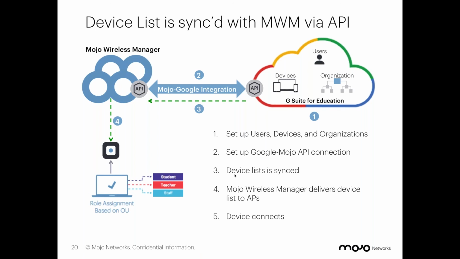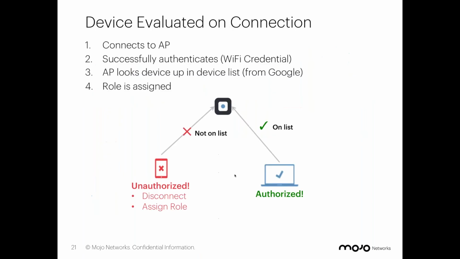So when the user comes on the network and connects to the network and logs in, the AP authenticates the user and then checks to see if that device's MAC address is in its approved list. If it's in its approved list, then it assigns the roles defined in Mojo Enforce. If it's not on the approved list, it will disconnect the device. So it's kind of just showing a basic, simple view of that.